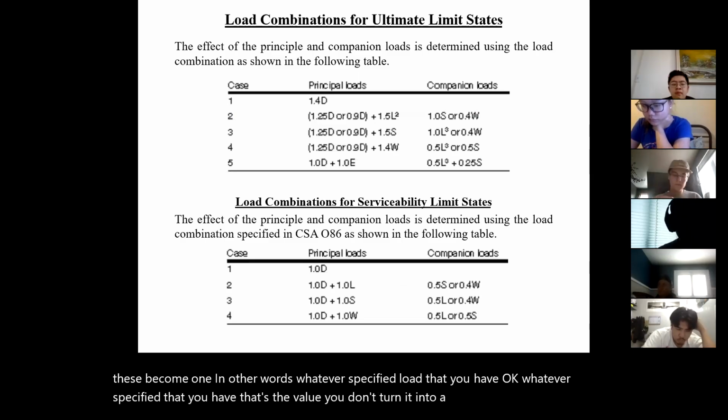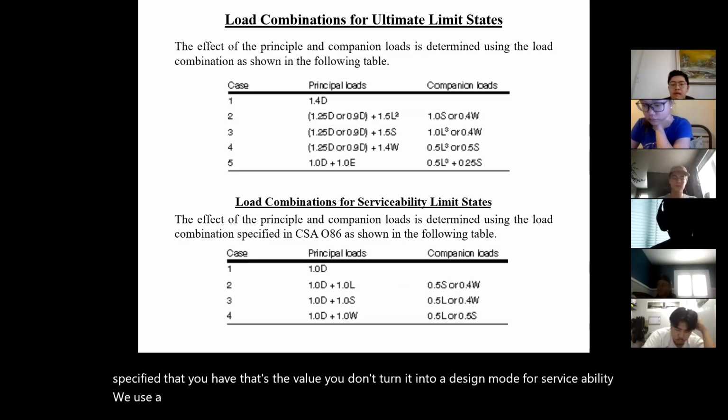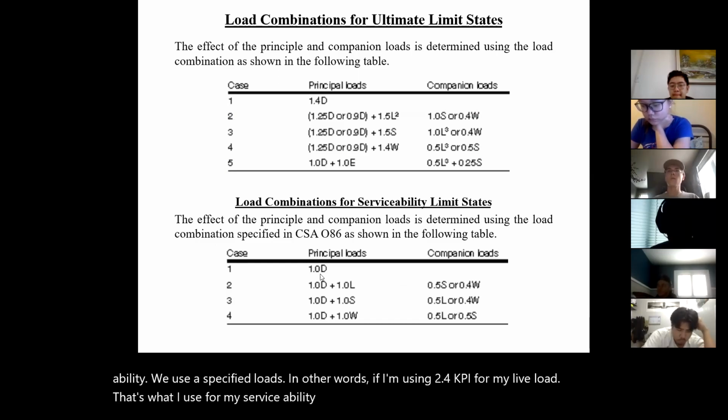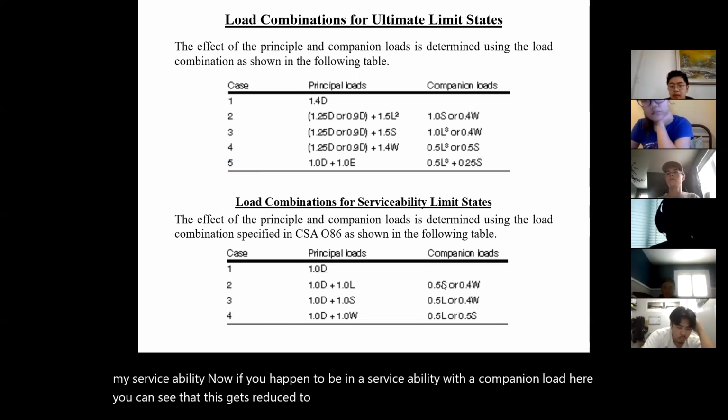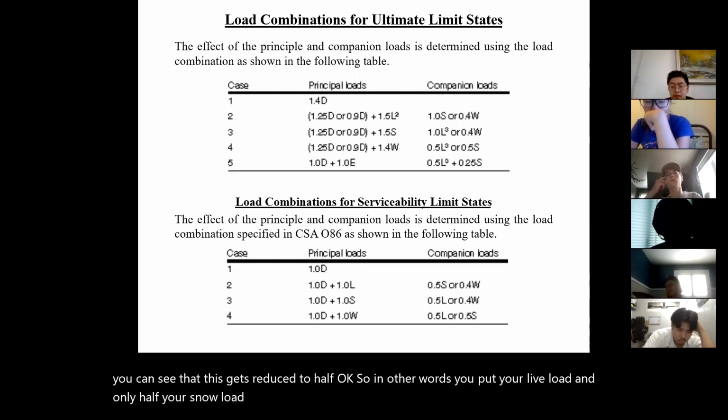For serviceability, we use specified loads. In other words, if I'm using 2.4 kPa for my live load, that's what I use for my serviceability. If I'm using 1 kPa for my dead load, that's what I use for my serviceability. Now, if you happen to be in a serviceability with a companion load, here you can see that this gets reduced to half. Okay, so in other words, you put your live load and only half your snow load. You put your snow load and only half your live load.